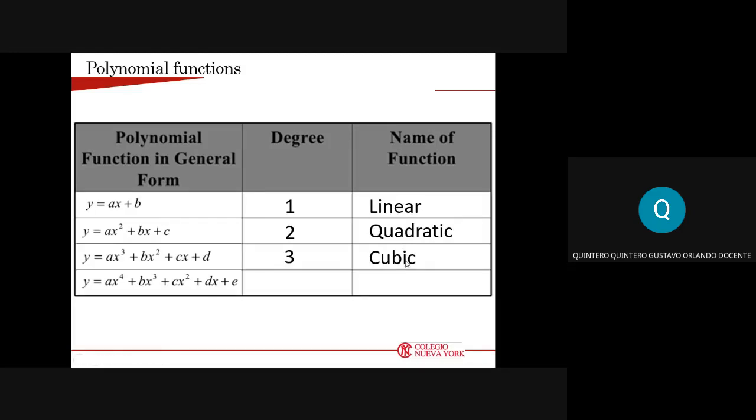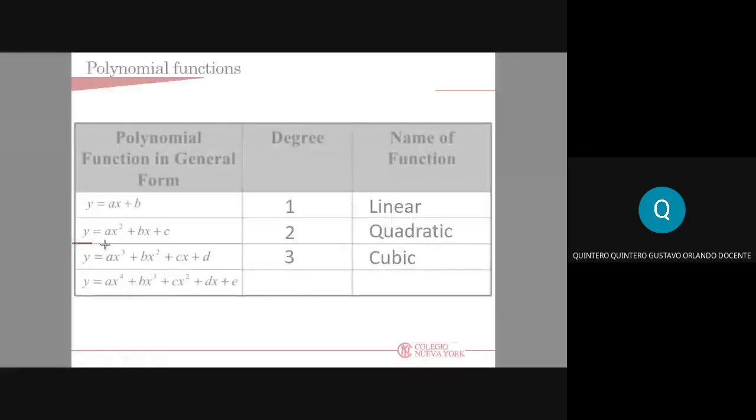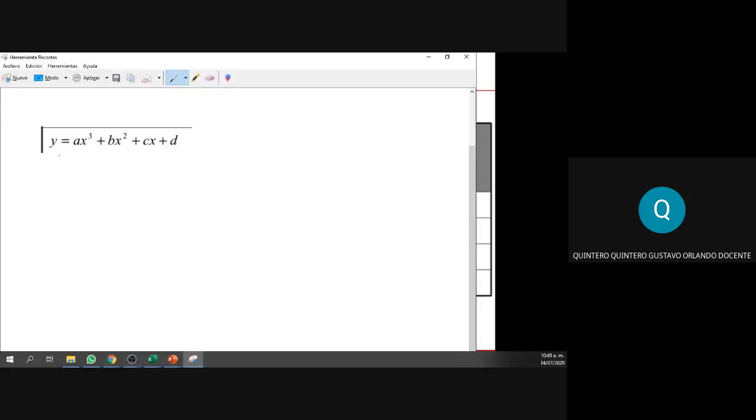How do you identify a cubic function? Pretty simple. Because of its degree. If the degree is 3, then the function is cubic. Or you can also see it because of the general form. Any function in this form is a cubic. Let me do an example. Any function that has this form.